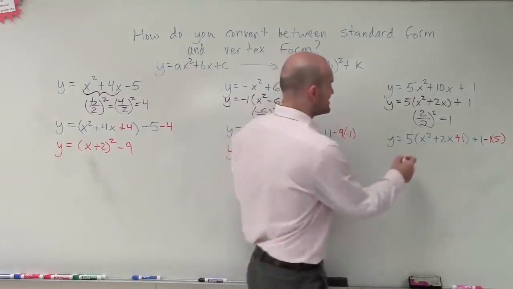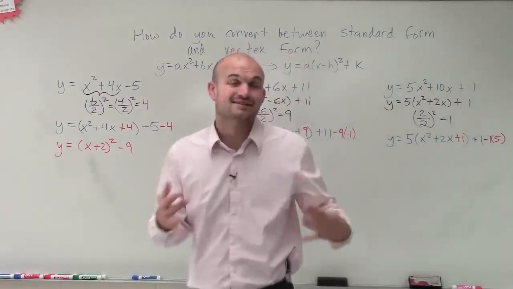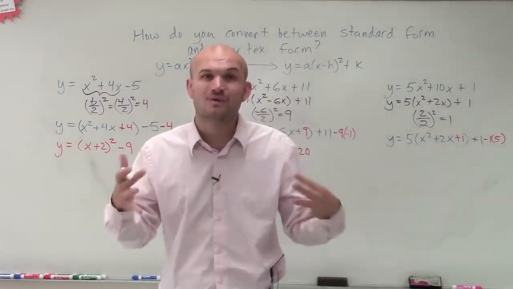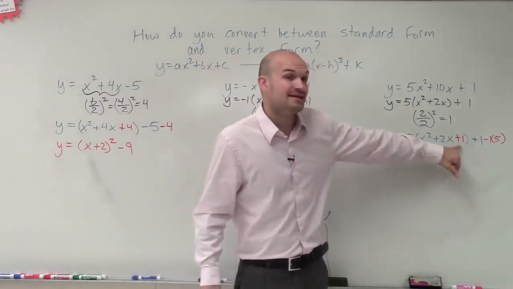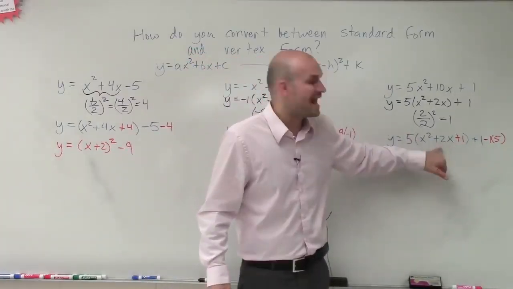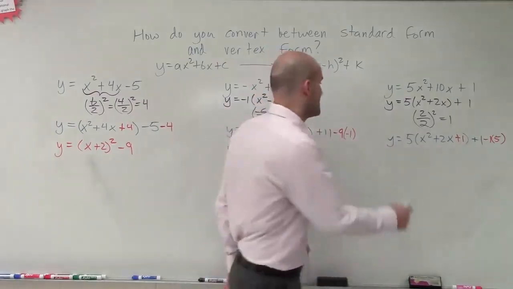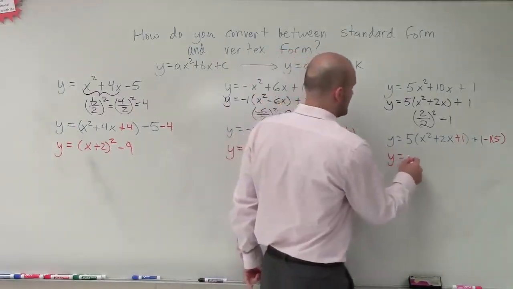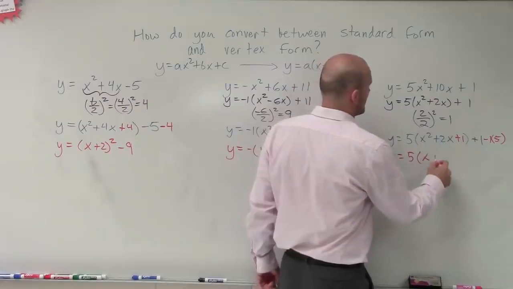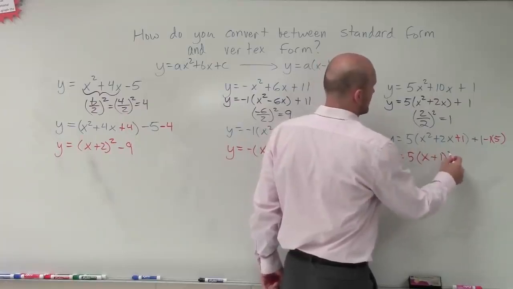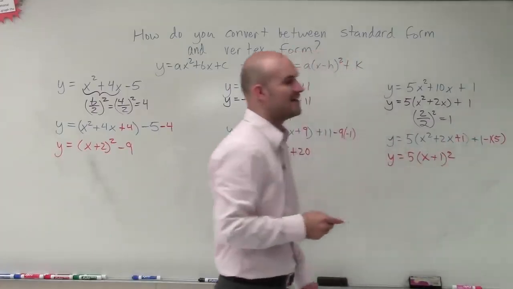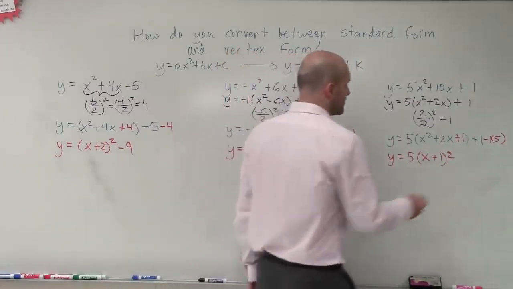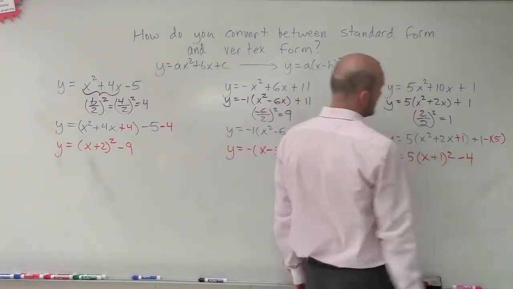Over here, I say what two numbers are exactly the same, right? Because a perfect square trinomial always gives you a binomial squared. What two numbers that are exactly the same multiply to give me 1, and add to give me 2? Well, that's going to be x plus 1 and x plus 1. So I say y equals 5 times x plus 1 squared. And then 5 times -1 is -5, plus 4 is -1.